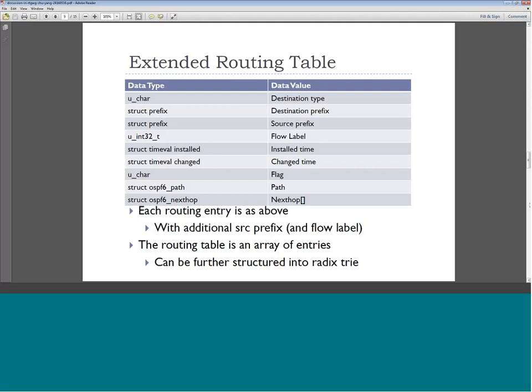Next slide, please. The routing table is very similar to the routing table of conditional routing, except that there should be a source prefix in each routing entry. The routing table is an array of such entries, but it can be further structured into a radix trie. Next slide, please.